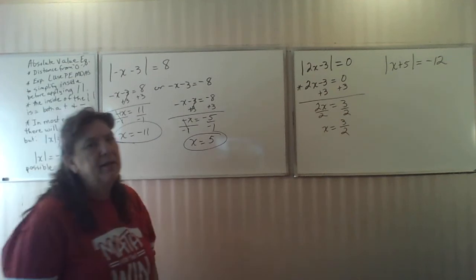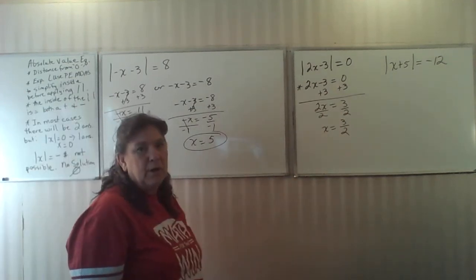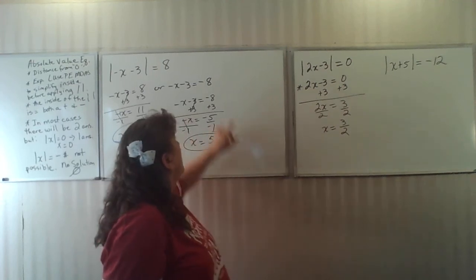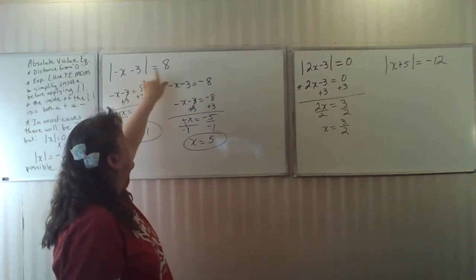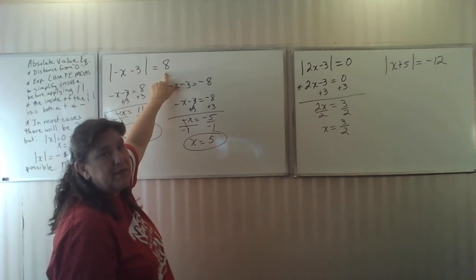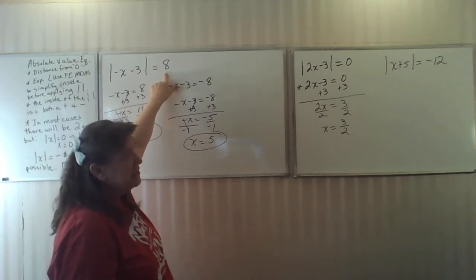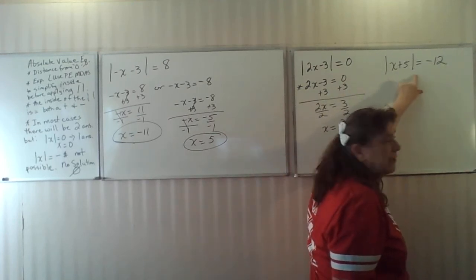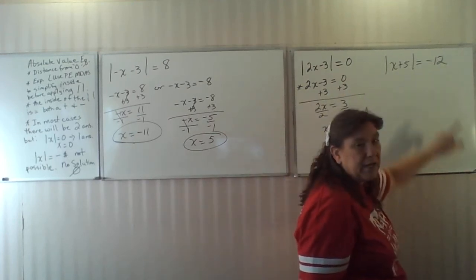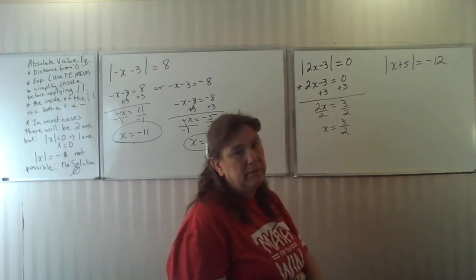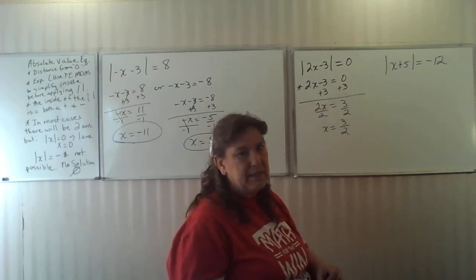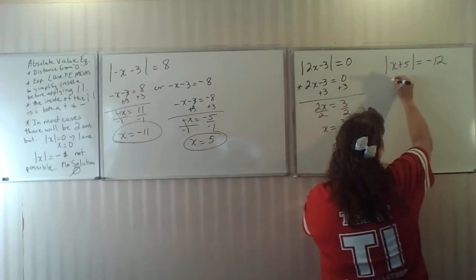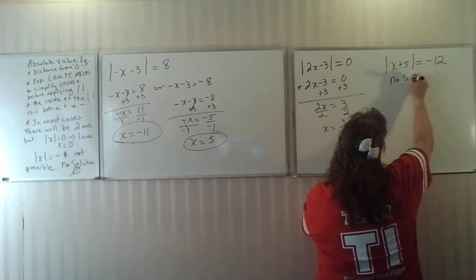X plus 5 equals a negative 12. What's my problem? Again, remember, absolute value has to equal a positive number because it has to equal that distance from 0. I have my absolute value here. I'm saying it's equal to a negative number. Is that possible? No, it's not, because negative is not a measure of distance. Therefore, this one has no solution.